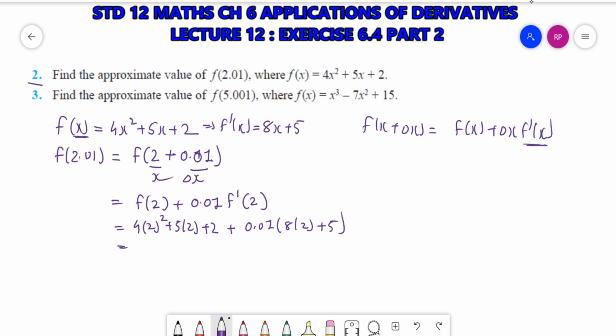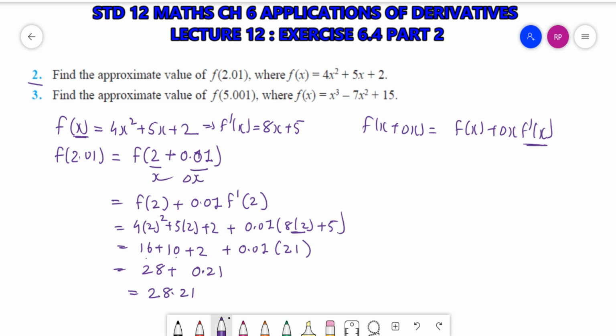This will be 4 into 2 square, that is 4 fours are 16, plus 10 plus 2, plus 8 twos are 16 plus 5, that is 21. So 0.01 into 21. So 16 plus 10, 26 plus 2, 28 plus 0.01 into 21, 0.21. So the answer is 28.21. Clear? So this was about question number 2.